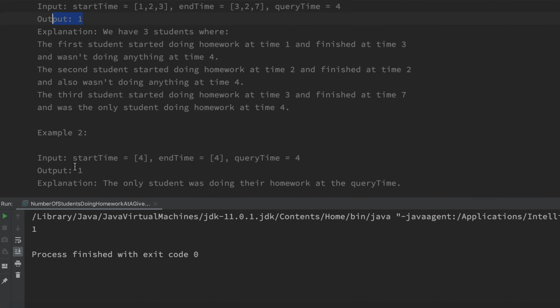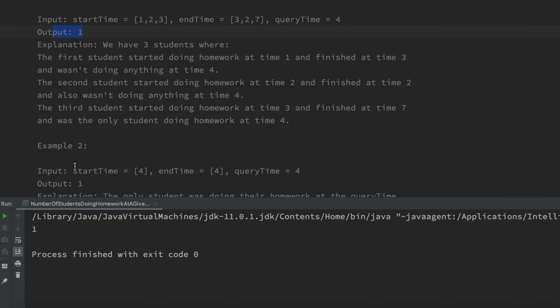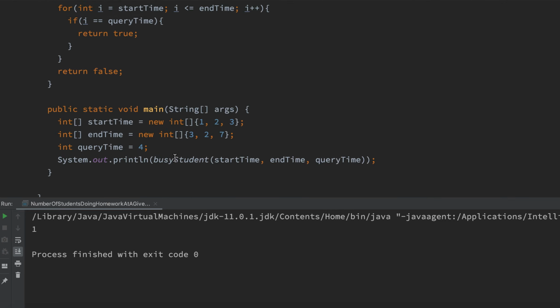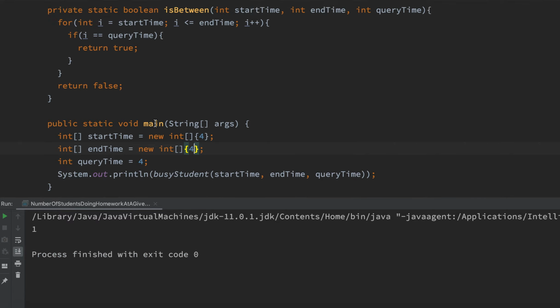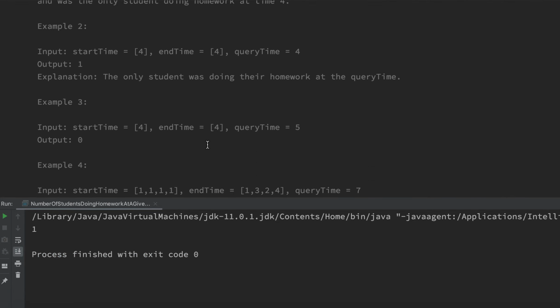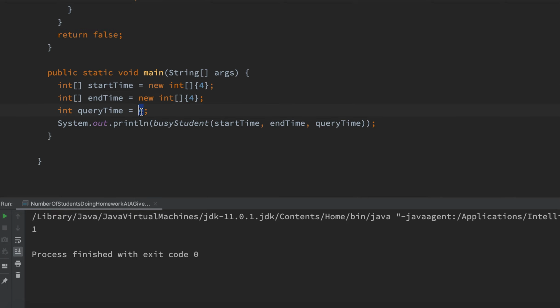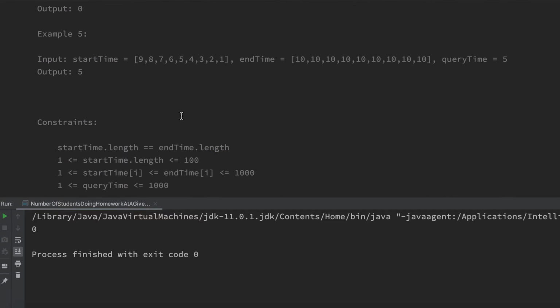We can test one more if we want. That first example used 1, 2, 3, 3, 2, 7, and 4. How about we do 4, 4, and 4? We only have one student this time instead of three. They started at 4, they ended at 4, and their query time was 4. This should also return back 1. Let's check that. And that did. And let's do 4, 4, and 5, which was example 3. This should return back 0 because the student started at 4, ended at 4, and the query time was 5. Okay, and that was 0.